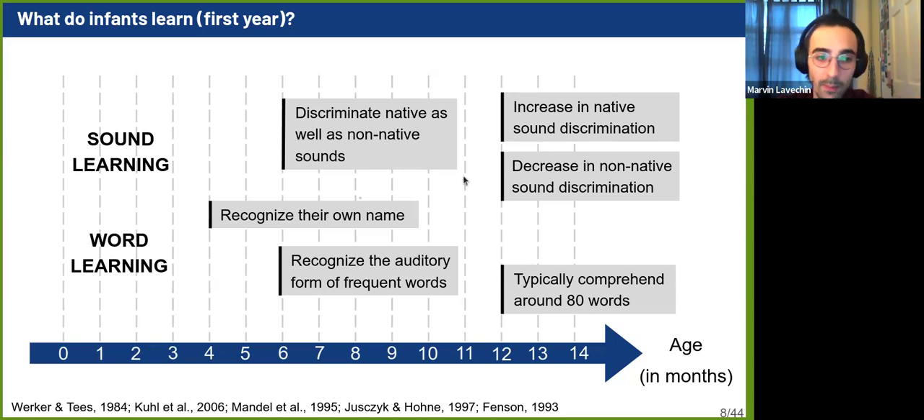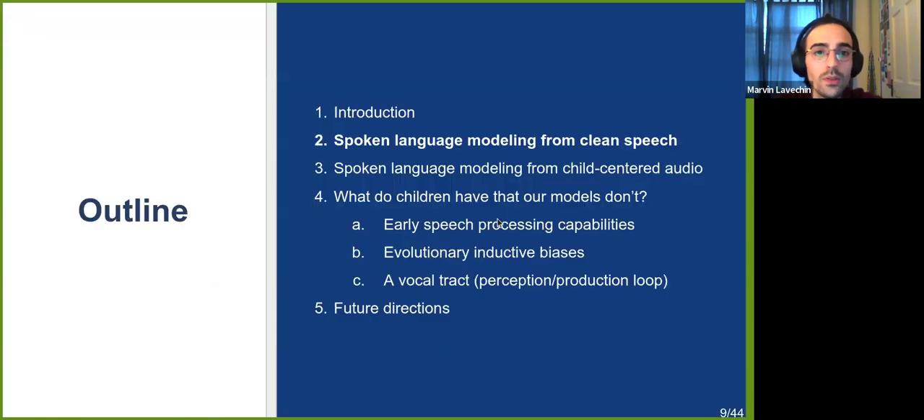So what this timeline shows is that infants learn about the sounds and the words of their native language in a gradual and parallel fashion. They don't learn the sounds first and then the words, or vice versa. They learn at both levels at the same time. And this is what I'm going to try to simulate using spoken language models.